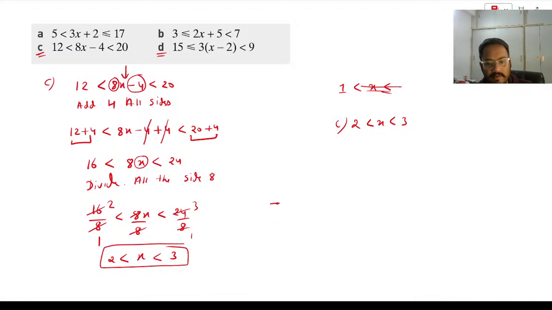If you want to make a number line, we'll do it like this. We'll write 0, 1, 2 and 3 and then again 4. Our value lies between these, so we'll not write x, but we'll make a circle like this and make a dot like this, because you already know that for these two signs we use this sign, and for these two signs we use this sign.